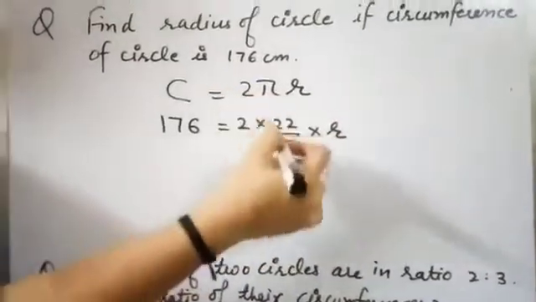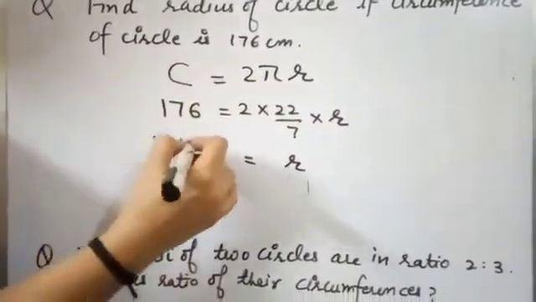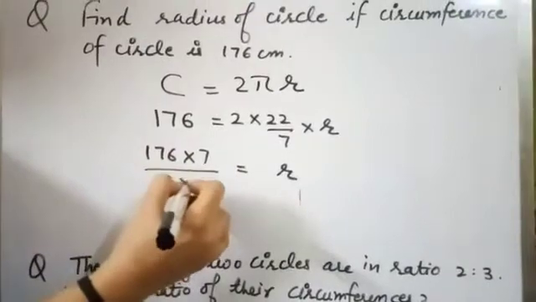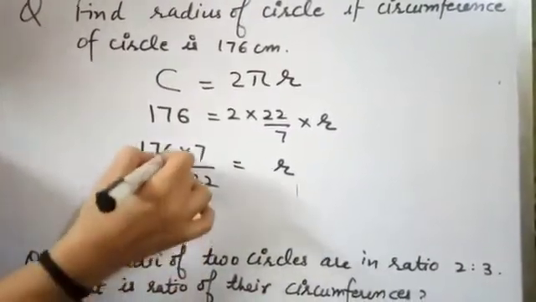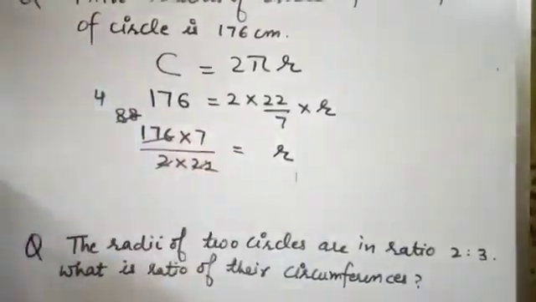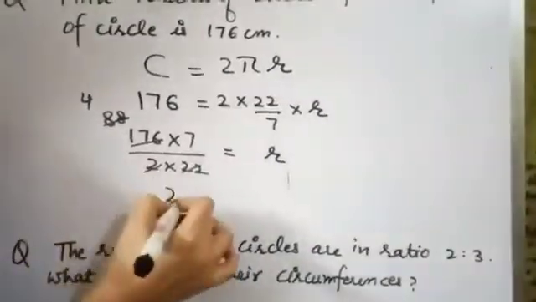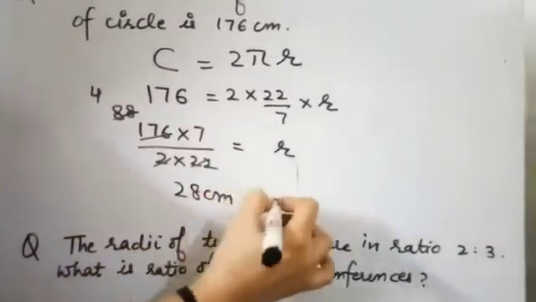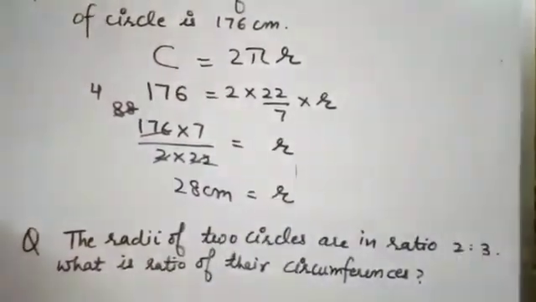We'll take all the constant terms to the LHS. 7, 2 and 22 will go for division. 2 8s are 16, 24. 22 4s are 88. 7 4s are 28 centimeter is the radius of the circle.